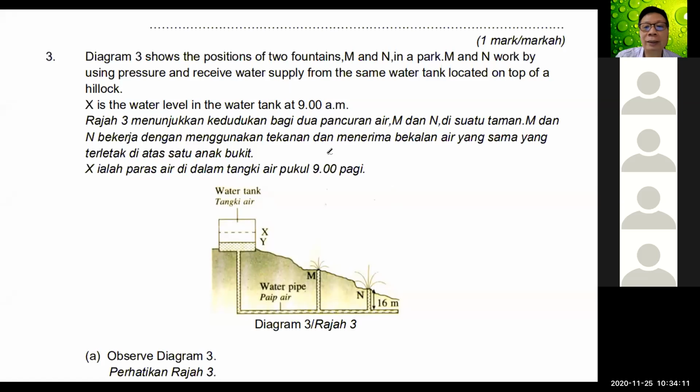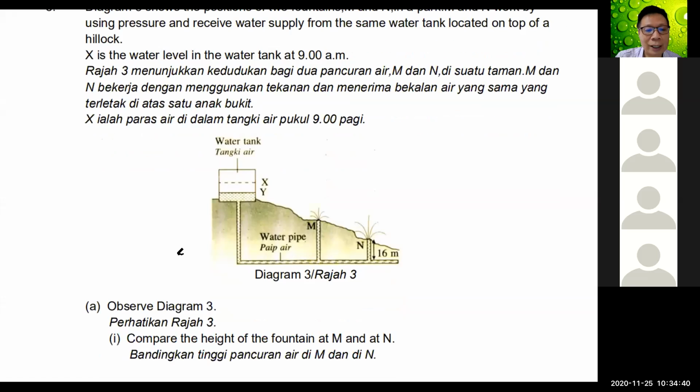Okay, now the question. Work by using pressure and receive water supply from the same water tank. Okay, X is a water level. X is the water level here in the water tank at 9 a.m. Early in the morning, the water level is here. And then later on, you see the water drop already, right?